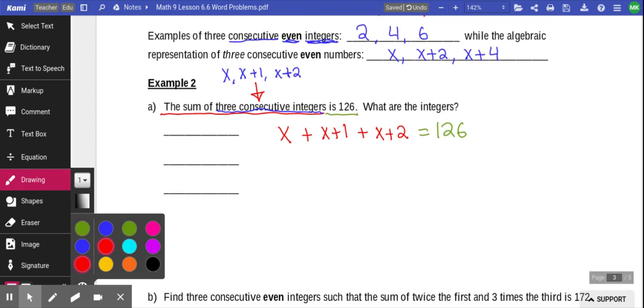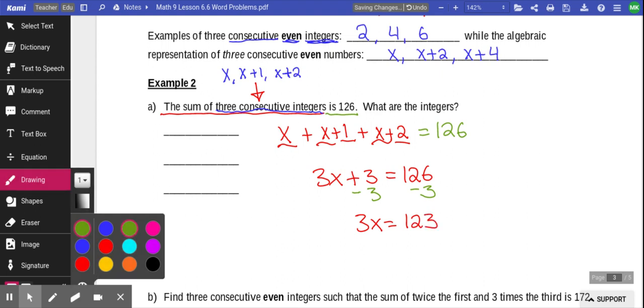I have one letter. I need to collect my like terms. My like terms here, I have 1, 2, 3 x's. And then I have 2 plus 1, which is 3. So I have 3x plus 3 equals 126. I could then solve this by moving the 3 over. That gives me 3x equals 123. And then I divide both sides by 3, which should be a nice even number. 123 divided by 3 is 41.